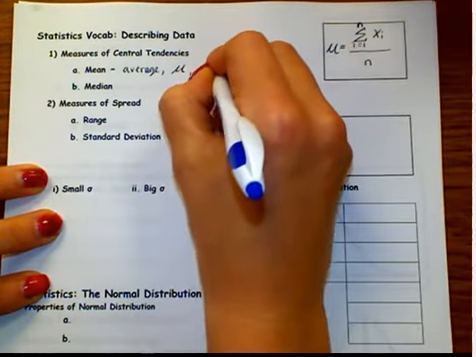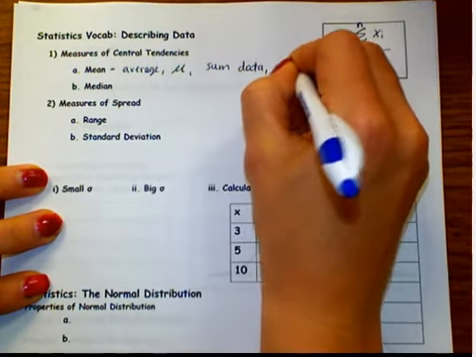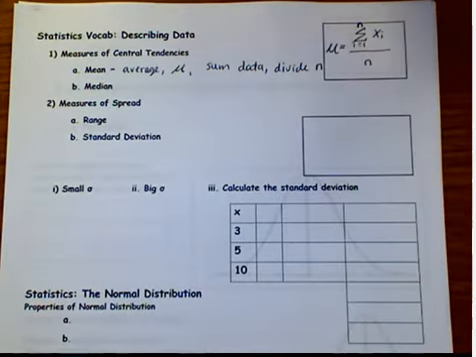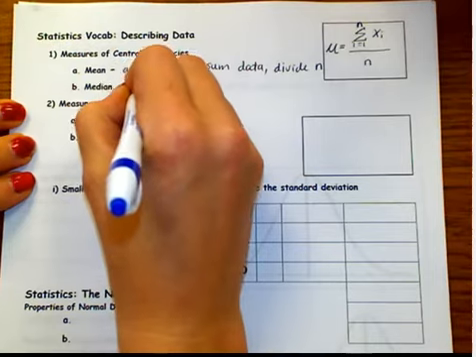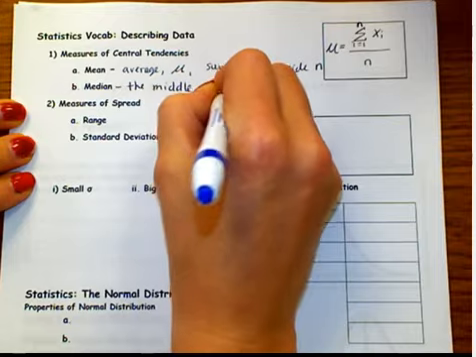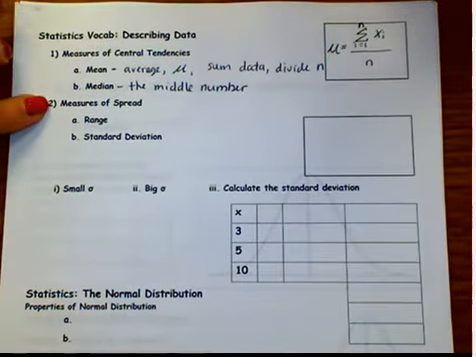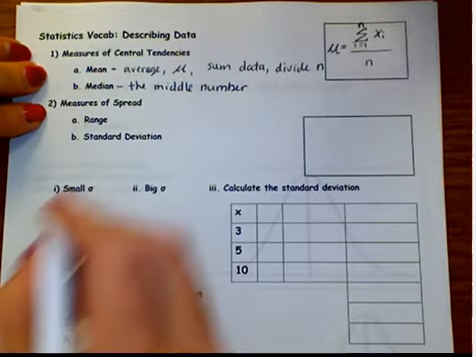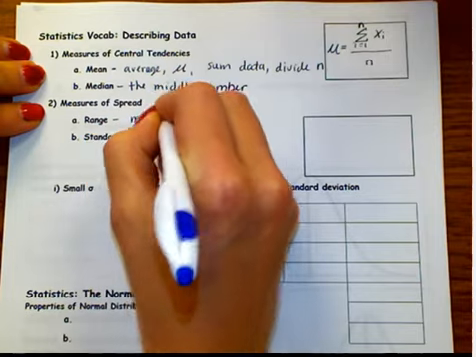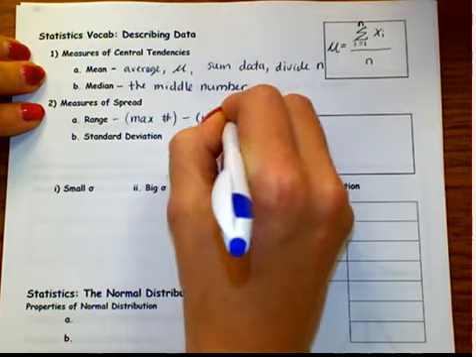So sum the data points and divide by n. Now the median is the middle number. We have two measures of spread. One of them is the range, and that is found by taking the max number and subtracting the min number.